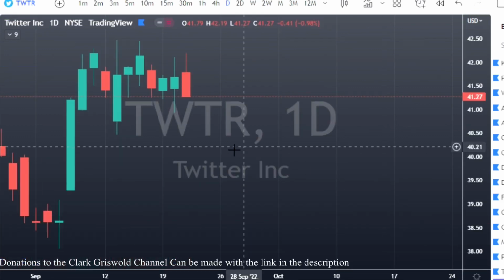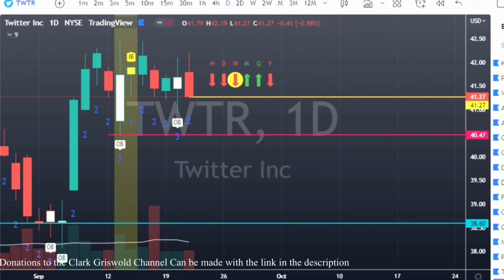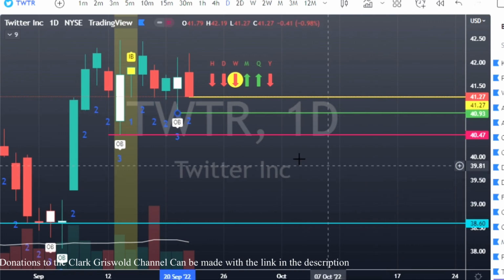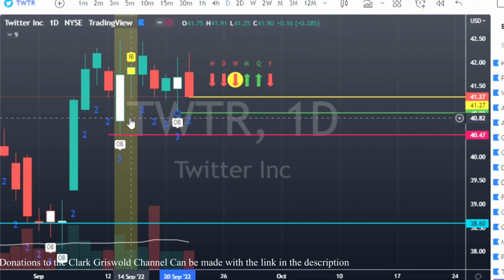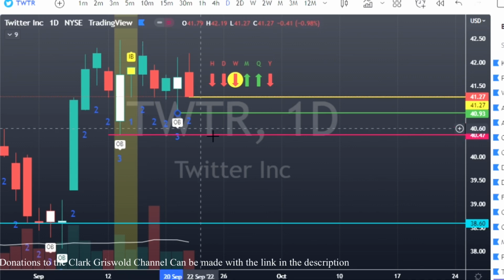Twitter, TWTR, 2 up, finished red. We'll look for puts at 41.27. Let's mark that first target out here at 40.93. That's fairly good magnitude on that price. And then we're looking for a 2 down red on the week if we trigger this line. Hit that profit target there.